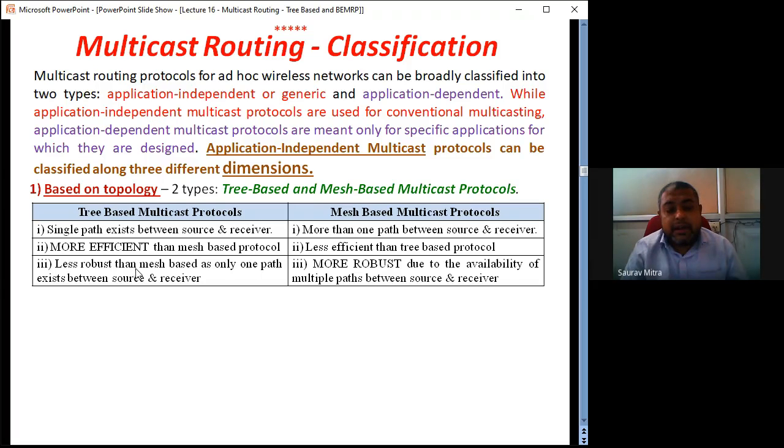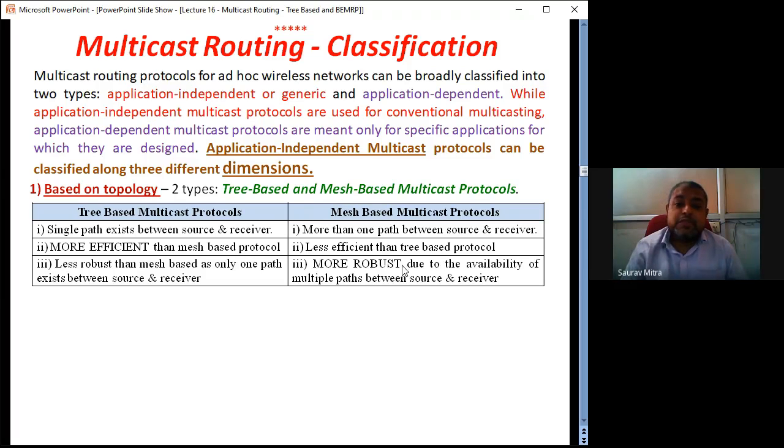Tree based routing is less robust than mesh based, because there is only a single path between the sender and receiver. If one node or one path fails, the whole network fails in the case of tree based. But mesh based is more robust, because even if one path fails, as every node is connected to everybody, another path comes up.